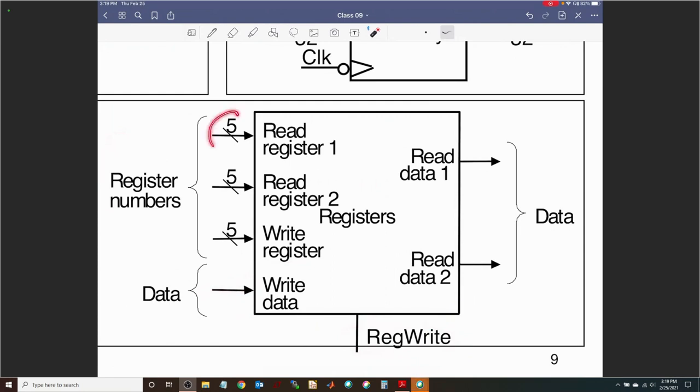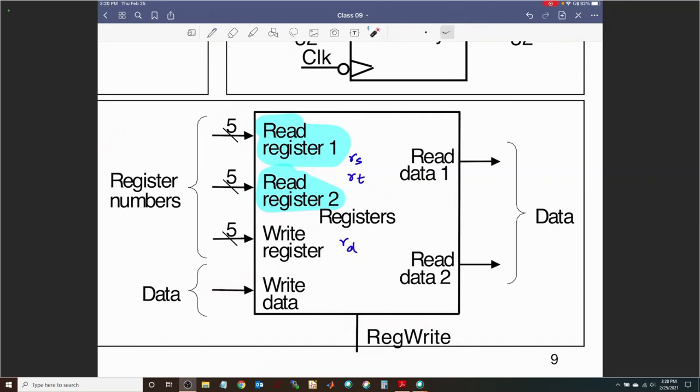5 bits needed to select one out of 32 read registers. There are 2 cases, right? This is read register 1, read register 2. Why do you need 2 of them? Well, you have RS, you have RT, right? 2 of them. And then write register could be your destination register, RD.